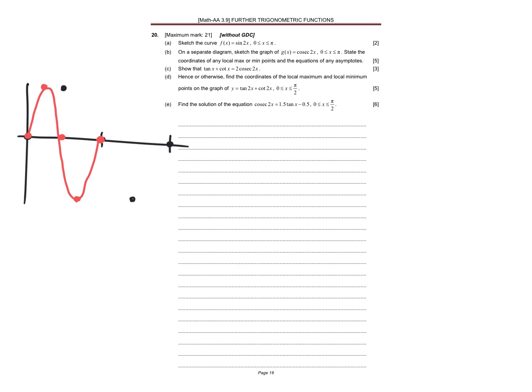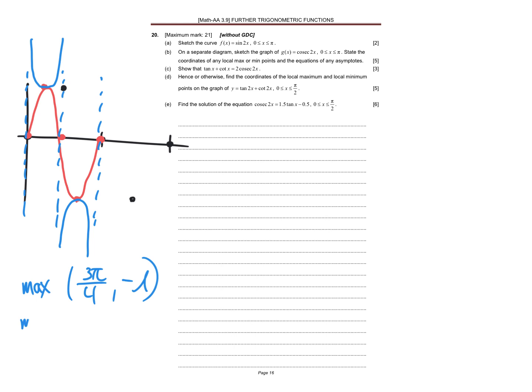On a separate diagram, sketch cosecant 2x. So this is the reciprocal. I'm just doing it on the same graph, so x-intercepts become asymptotes. And then it's like this. And then the maximum point. So max is at 3 pi over 4, negative 1. Min is at pi over 4, 1. Asymptotes are 0, pi over 2, and pi.